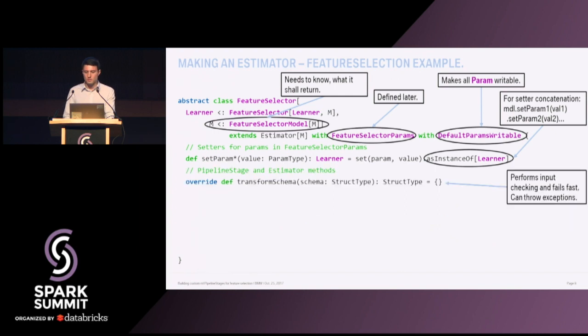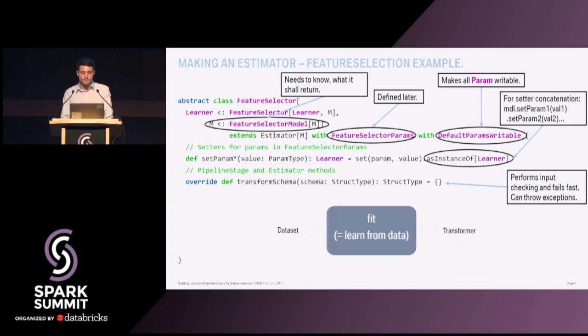Then the next most important method for an estimator is the fit method, which takes data. Here, we learn something from it. For our feature selector, we learn the feature importances and the most important features, and those are then stored in the transformer, which is then returned.